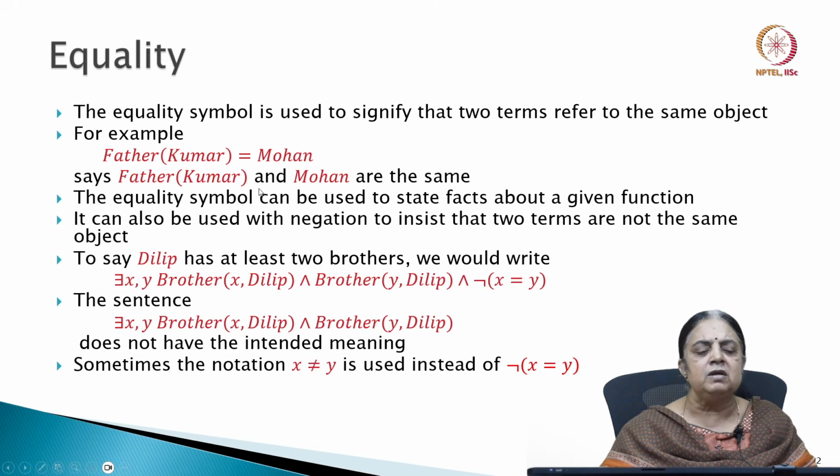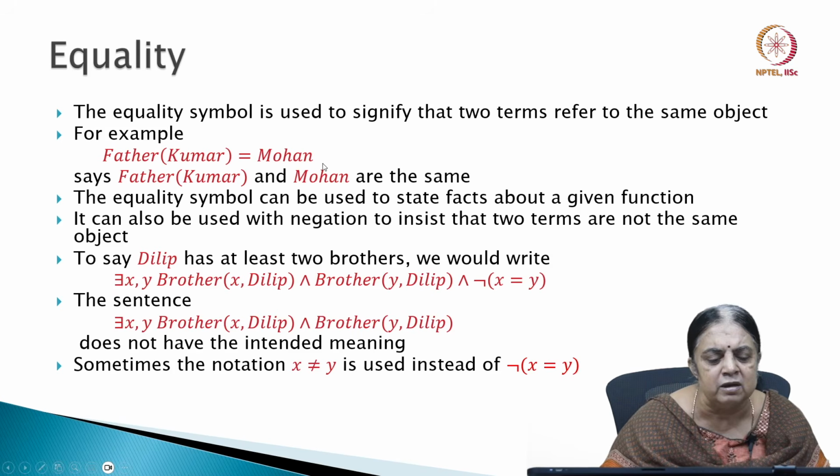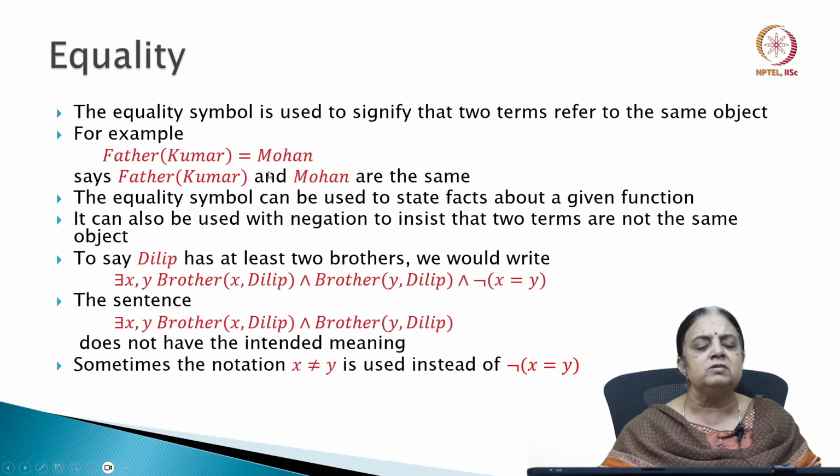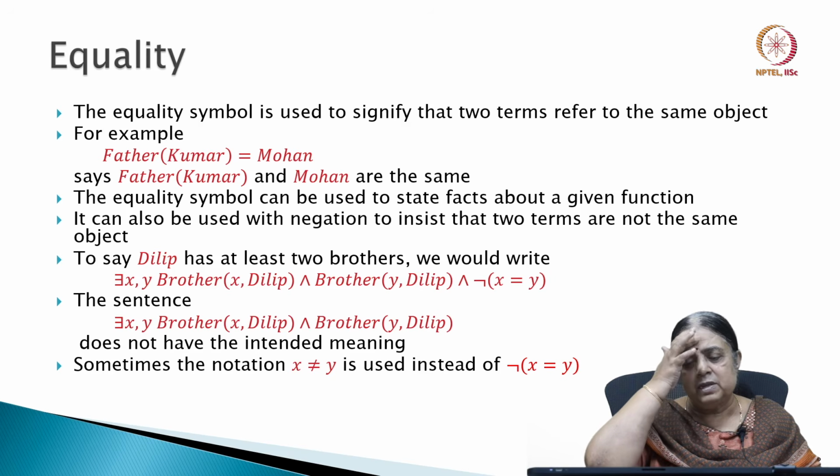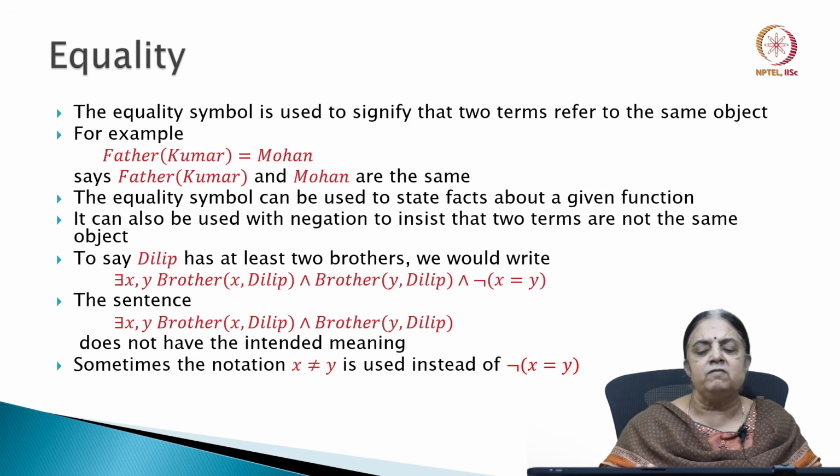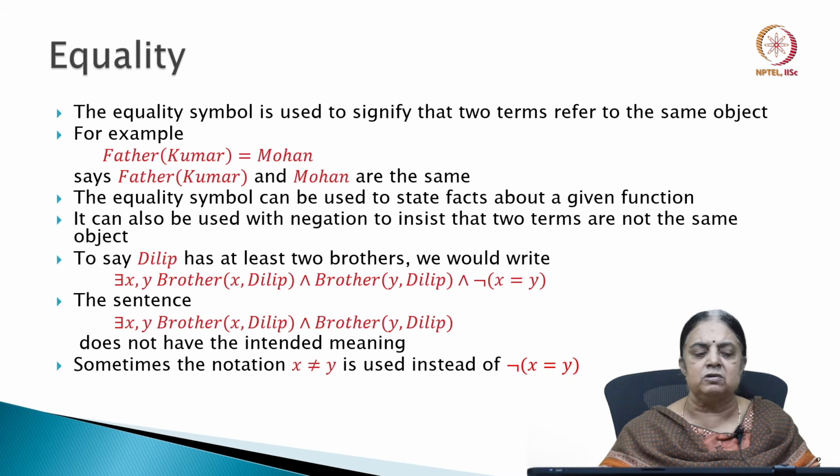And then you have the equality symbol. So father of Kumar is equal to Mohan, right? So you are saying that father of Kumar is the same as Mohan, both are the same. And the equality symbol can be used to state facts about a given function, and it can also be used with the negation to insist that two terms are not equal to each other.